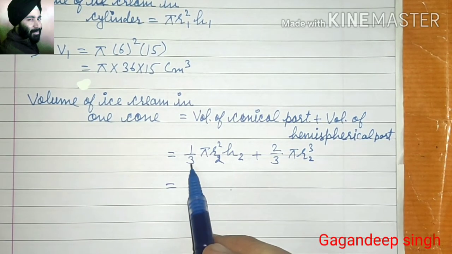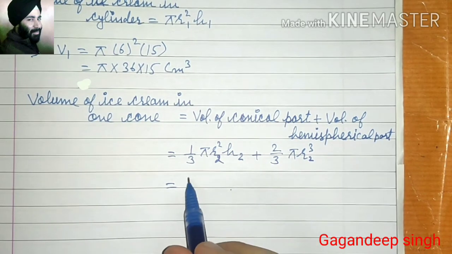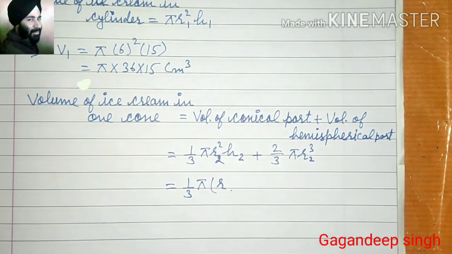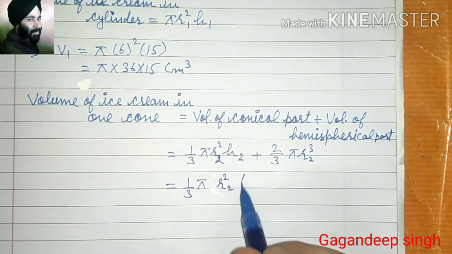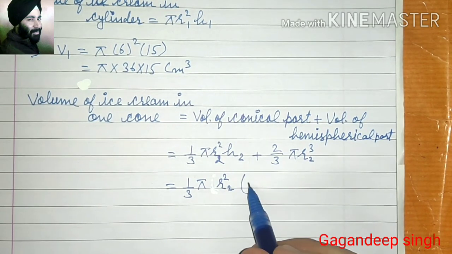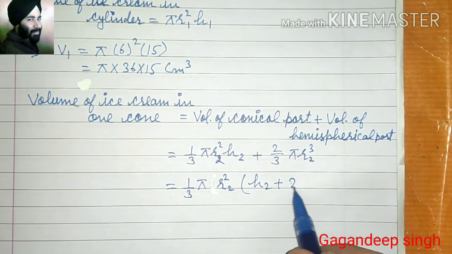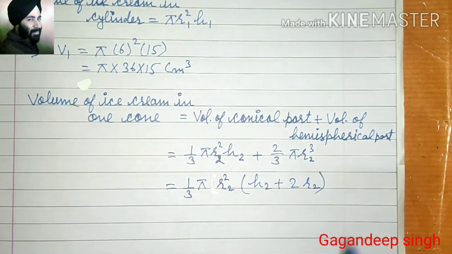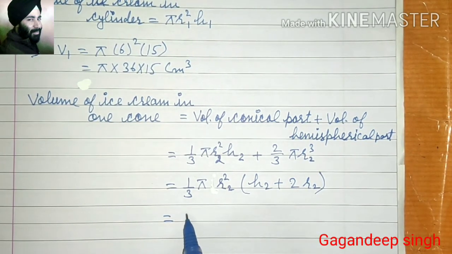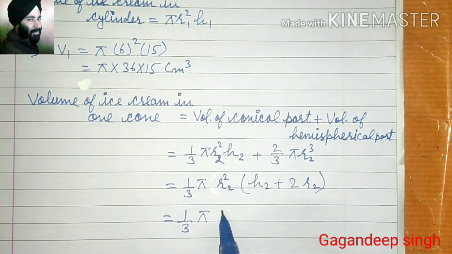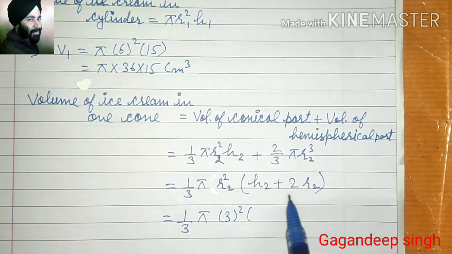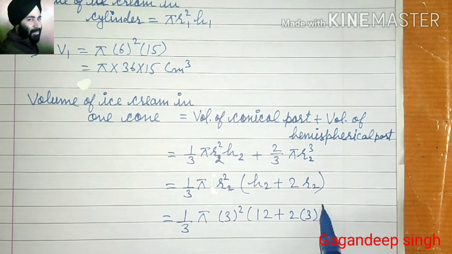So we can see that 1 by 3 pi is common, so take out 1 by 3 pi common. r square is also common, so take out common. The remaining things are h2 plus 2 r2. So now keep values. 1 by 3 pi as it is. Radius of conical part is 3 cm, so square of 3. Inside the bracket h2 which is 12 plus 2 r2, 2 into 3.